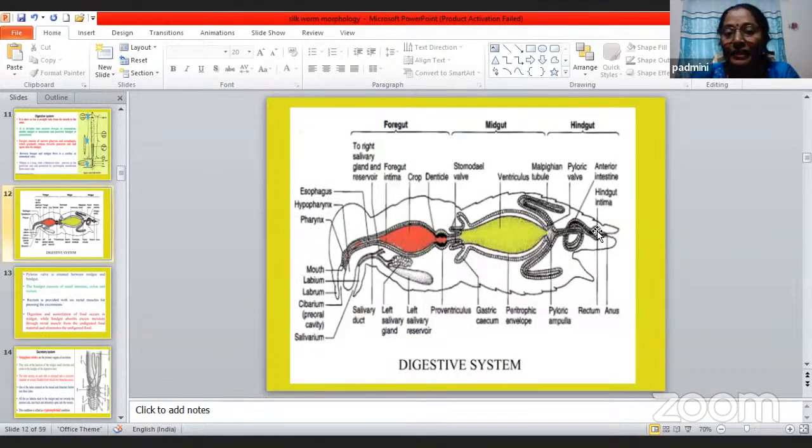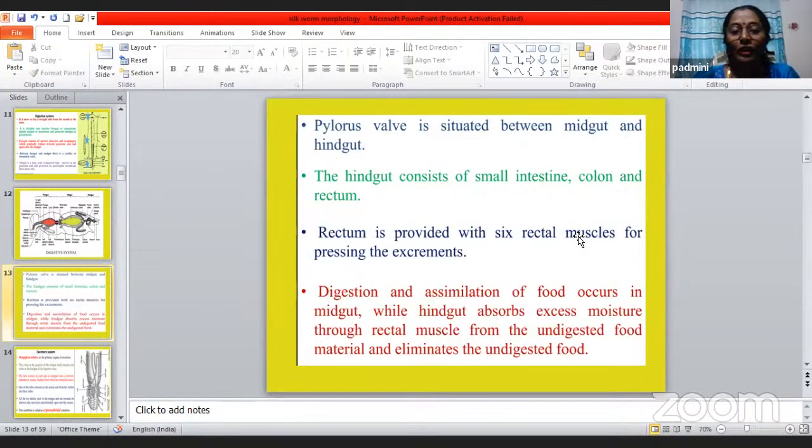The rectum is provided with the rectal muscles for pressing. That is, the muscle contraction and expansion helps in removing the excreta for excretory purpose. So that is the most important function of the rectal muscle in the rectum region.